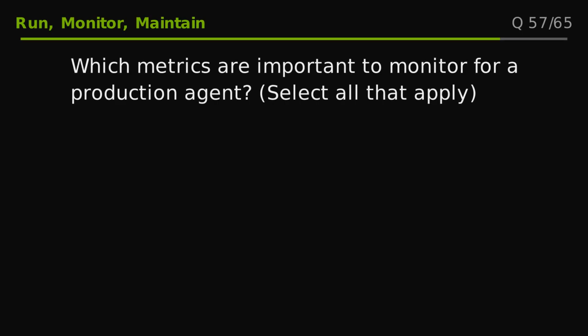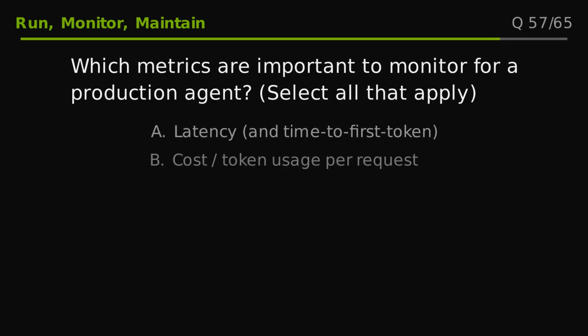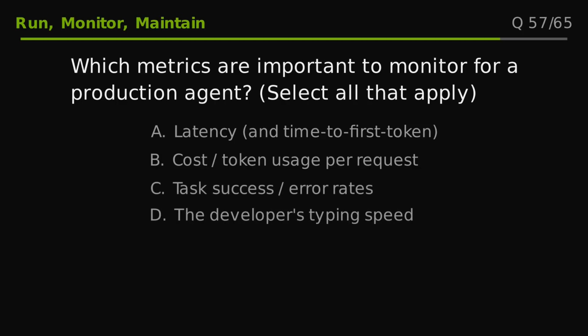Question 57. Which metrics are important to monitor for a production agent? Select all that apply. Option A: Latency and time to first token. Option B: Cost and token usage per request. Option C: Task success and error rates. Option D: The developer's typing speed.